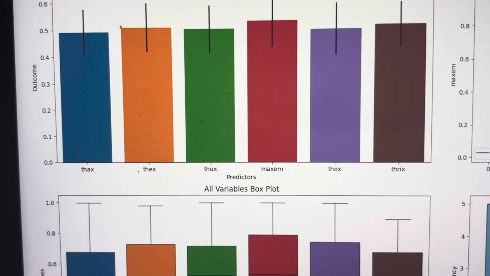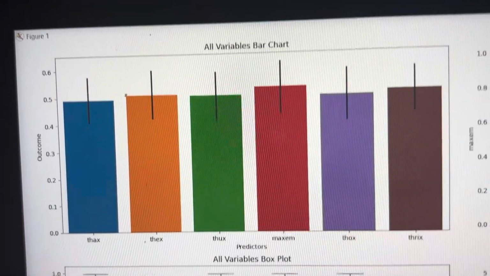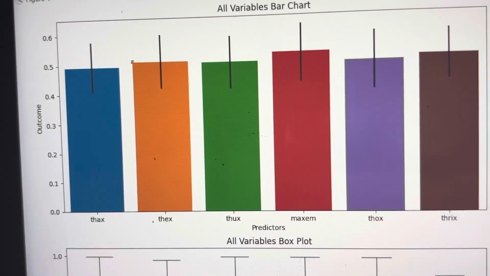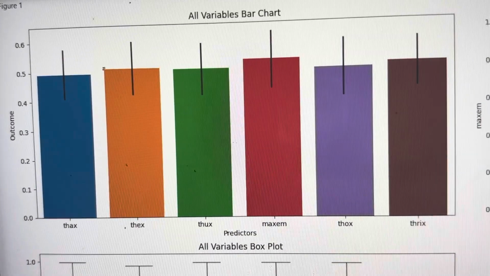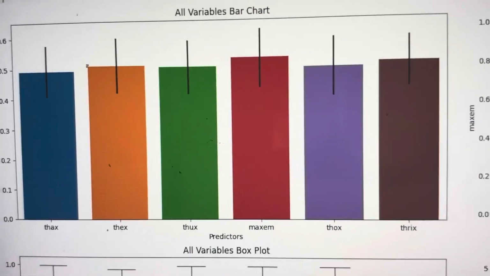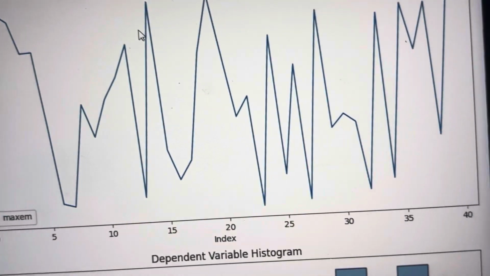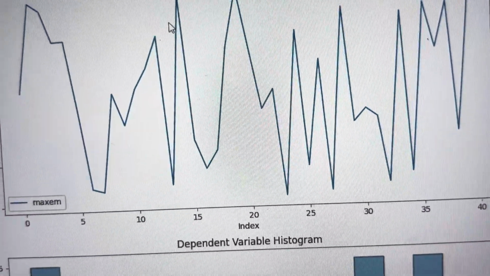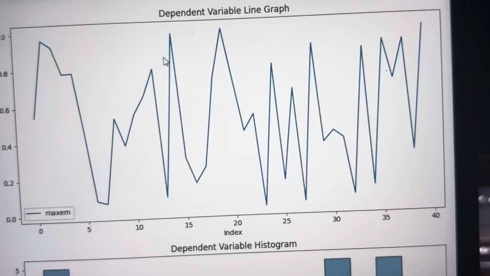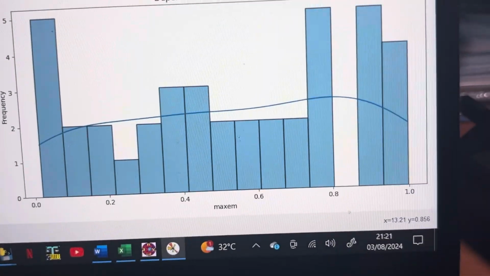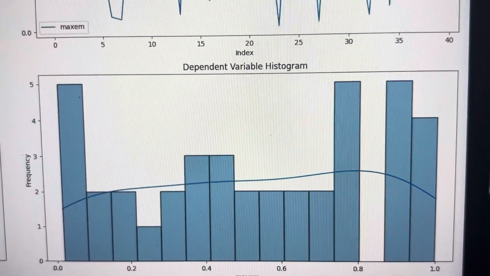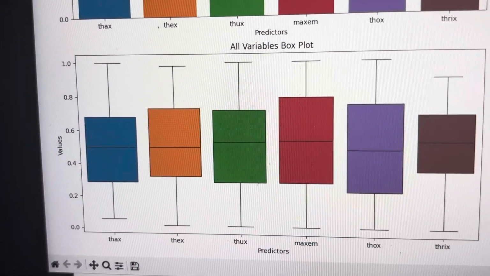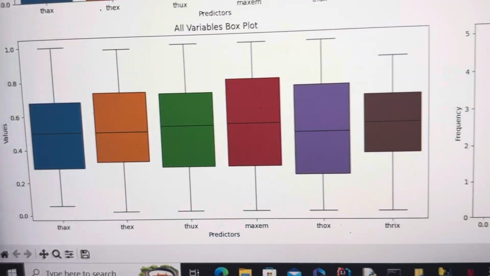This one is the all variables bar charts. Look at the variables. Look at the middle, you see that in the red one, you see the outcome variable, and this is the dependent variable line graph. So you can see the line graph here. Now this is the dependent variable histogram. You can see it. And then this one is the all variables box plot. So that's it.